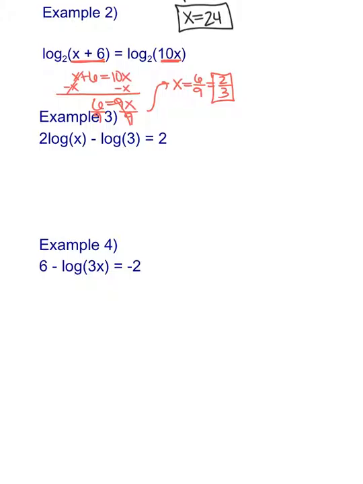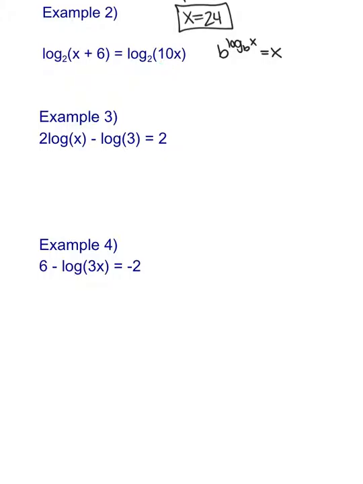Now, you could have used a property to solve this problem too. Remember, you have a property that says b raised to the log base b of x is equal to x. What you could have done, I'm actually going to erase what I have written here in the red, so if you need that, go ahead and pause. To show you what you could have done here, I said, well, I need to get this x plus 6 out of this logarithm on the left-hand side.